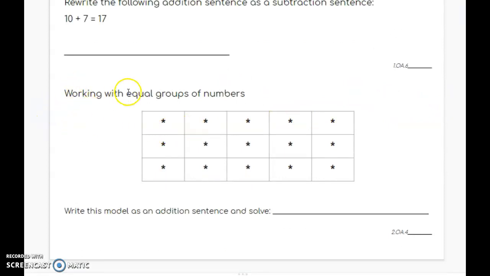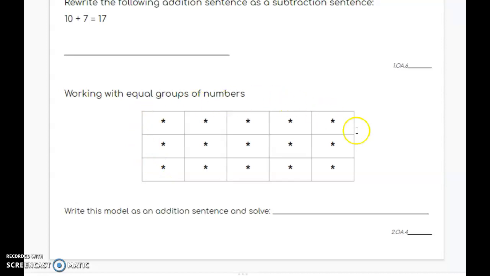And our final section, working with equal groups of numbers. I have a whole bunch of boxes. These are called an array, and these boxes have stars in them. Each line has the same amount of stars. Down here it says write this model as an addition sentence and solve.